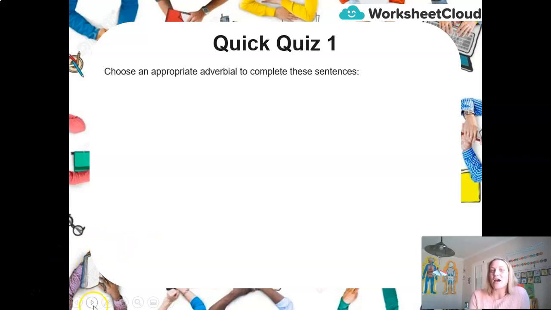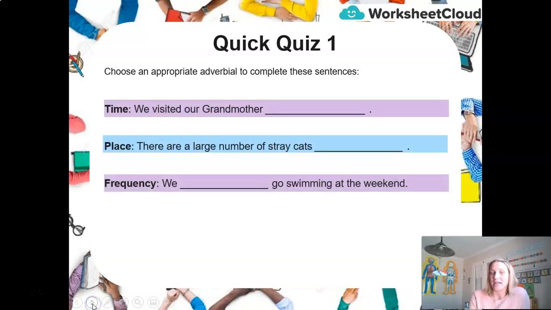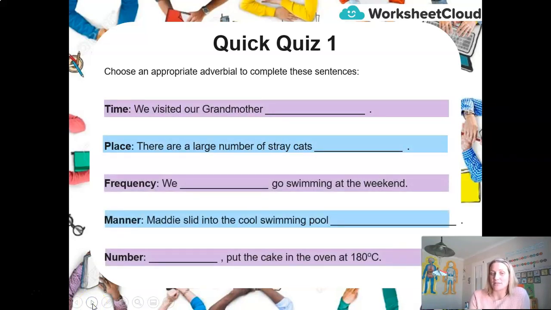Okay guys, so now that we've learned what adverbs and adverbials are and those 5 different forms, and we've even had a little bit of practice with them, let's do a couple of quick quiz exercises to test your understanding. In this one, I'd like you to choose an appropriate adverbial to complete the sentence, and I have told you which ones I want: time, place, frequency, manner and number. It could be an adverb as well. It doesn't need to be an adverbial.